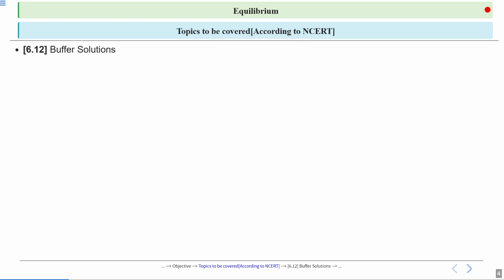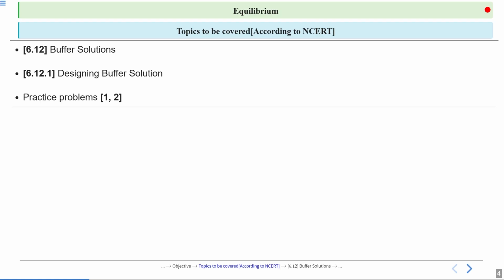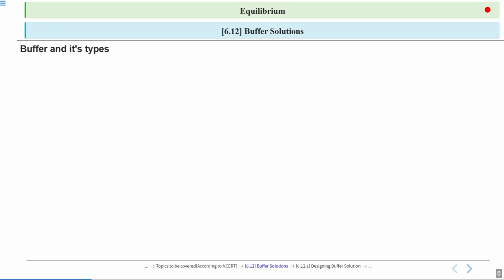Now, according to the NCERT, this is section 6.12, as I said, and the name is buffer solutions. In this, we will see the section number 6.12.1, which is designing buffer solution. After that, we will do problems on the same topic, which is problem number 1 and 2. So these are some problems which I have crafted for you to make you understand this buffer topic, right? So first, let's begin with what is buffer.